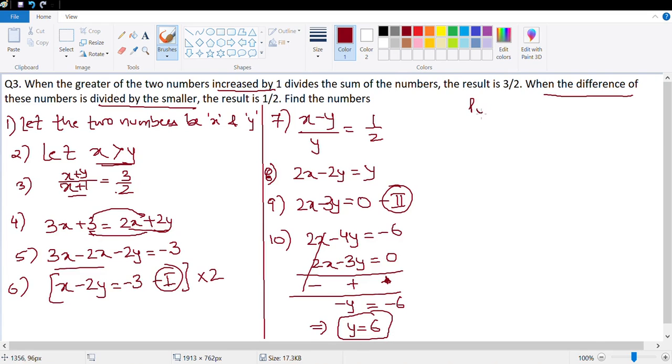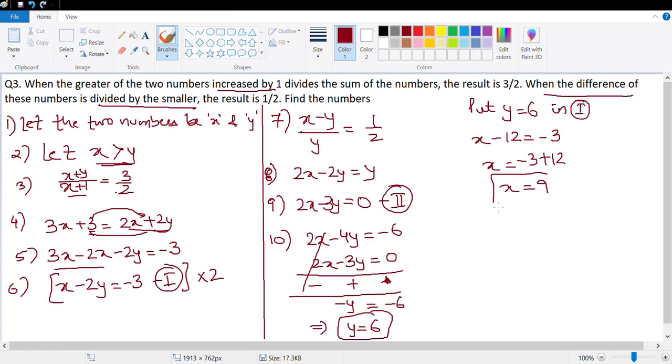Now put y is equal to 6 in equation 1. So we get x minus 2 into y, that's 2 into 6, 12, is equal to negative 3, which means x is equal to negative 3 plus 12, x is equal to 9. So we've got the value of x and y. Let's figure out what the question is. Find the number. Therefore, the numbers are 9 and 6.